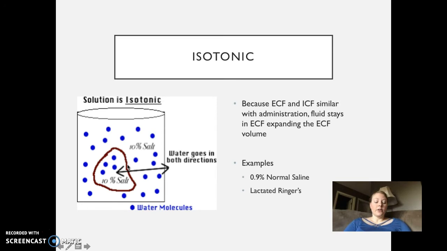So here you can see you have the same concentration of your electrolyte inside and outside. So water is free to move in and out. It's equal on both sides. So if we need to increase the extracellular fluid space because of a patient's fluid volume deficit, this would be a good one to pick.